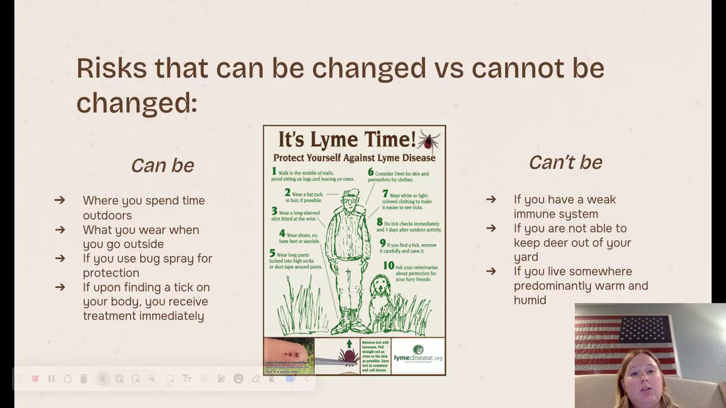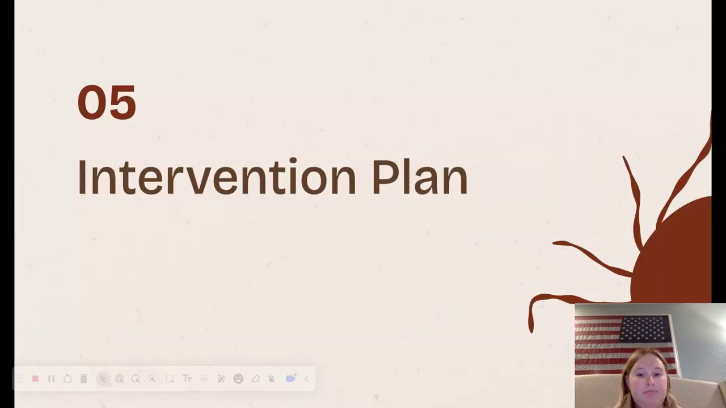And if a tick is spotted on your body, removing it quickly and receiving treatment can help with the severity of the disease. On the right-hand side, I have risks that cannot be changed. If you already have a weakened immune system, your body is naturally going to be more vulnerable to contracting the disease. And the next two, keeping deer out of your yard and where you live, are not easy fixes because you cannot just get the deer out of your yard and you can't just up and move. So those are some risks that cannot be changed.